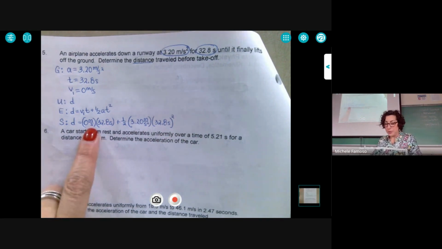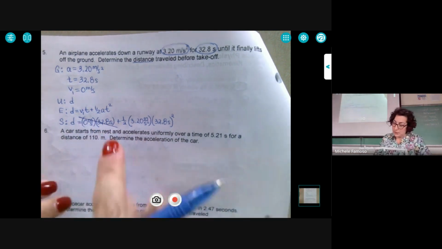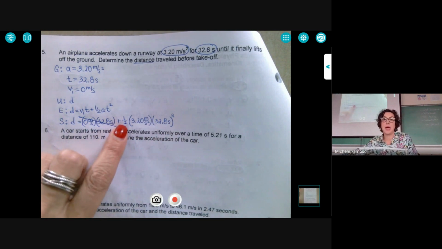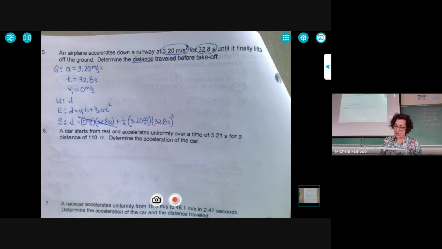Okay, do you have to worry about the 0 times the 32.8? So just do the second half. Remember, type in the half, not as a fraction, as 0.5. You know a half and 0.5 are equal. It will save your calculator a ton of headaches from mistakes.